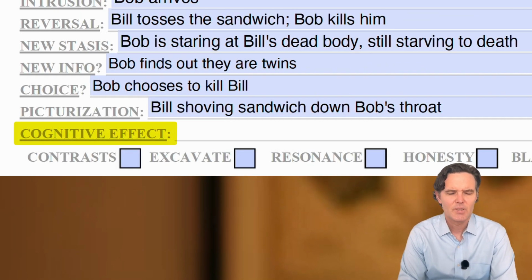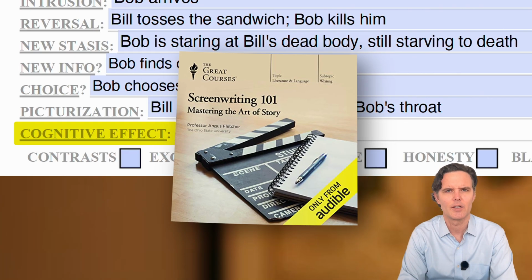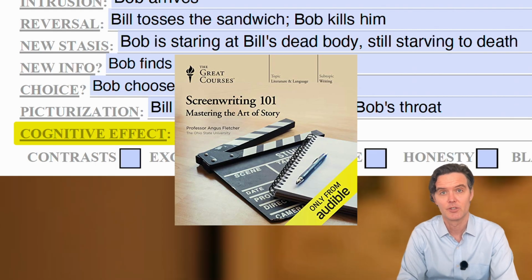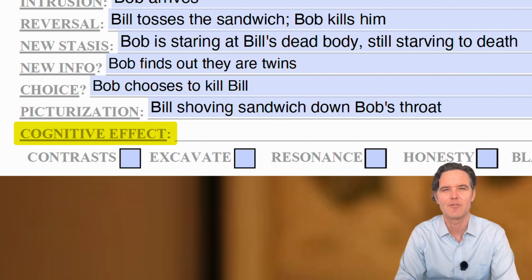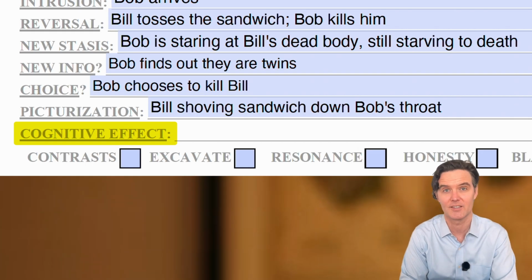Cognitive effect. So this comes from a brilliant man named Agnes Fletcher, who wrote an audiobook or a series of lectures on Screenwriting 101. And his thesis is that every movie we actually enjoy because it achieves a certain cognitive effect on us. An example he gives of this is Star Wars, and the cognitive effect, I believe, for Star Wars is big wonder. Really fascinating series of lectures. I suggest you check it out when you get a chance.